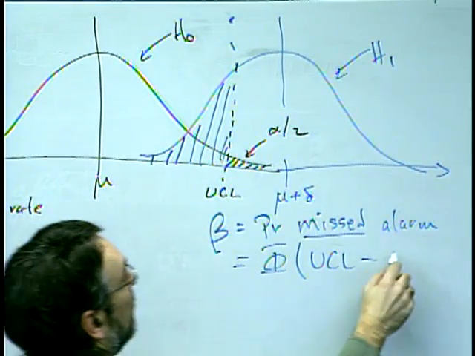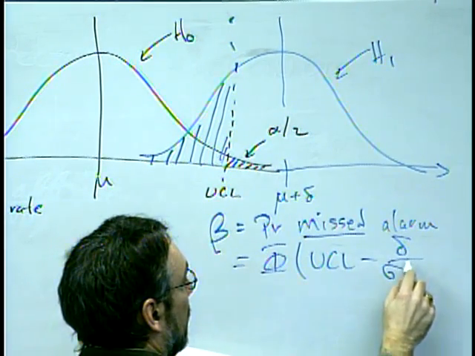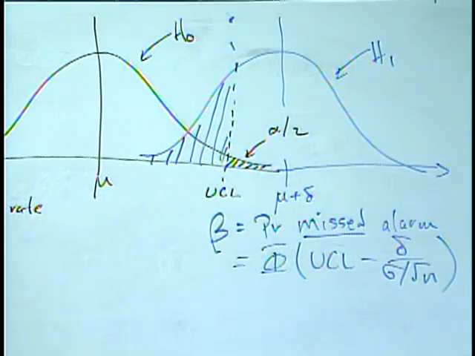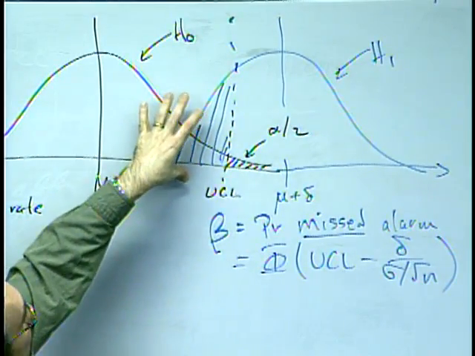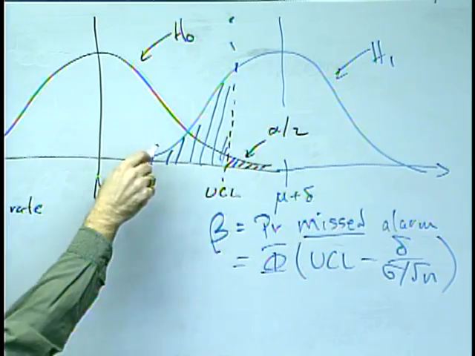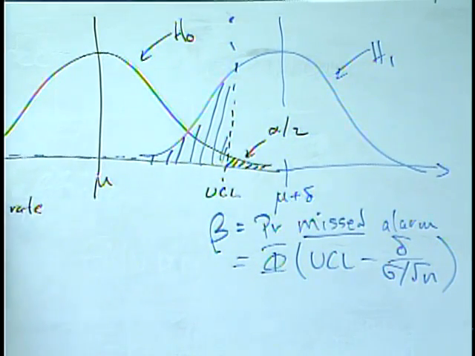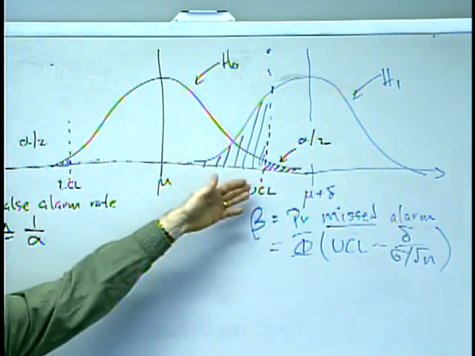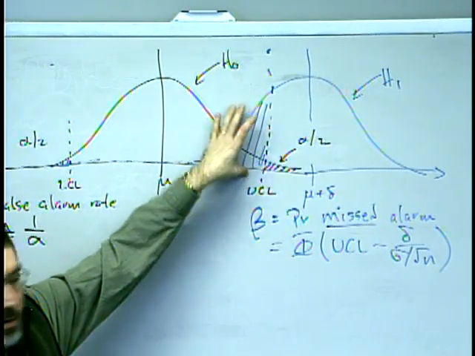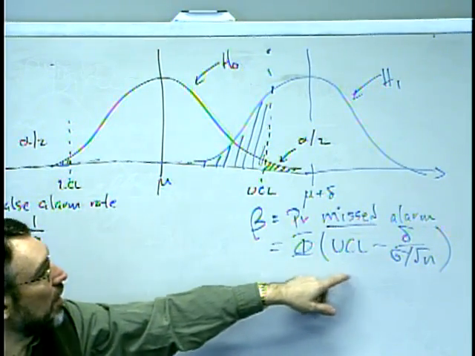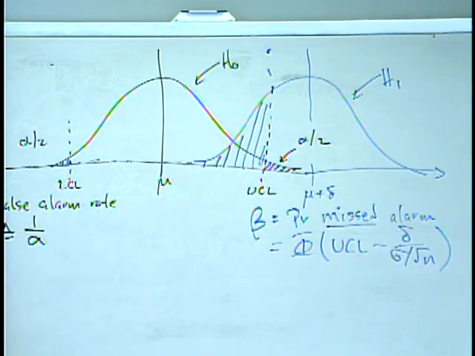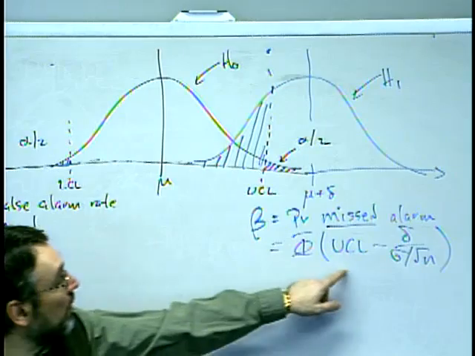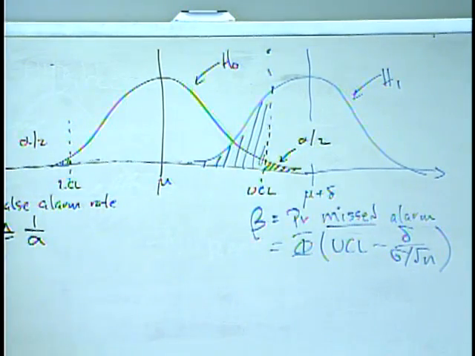Minus delta over sigma over square root of n. By the way, this is just this part of the tail. To be really careful, I should also subtract off this tail, this part right there, because if I got something way out there, I would call it a failed part. And so my beta is slightly smaller than this. But as I've drawn it here, I'm really only worried about this part of the tail. But there is the other part, a phi lower control limit plus delta minus, it's still a lower control limit, still minus delta over sigma over root n.